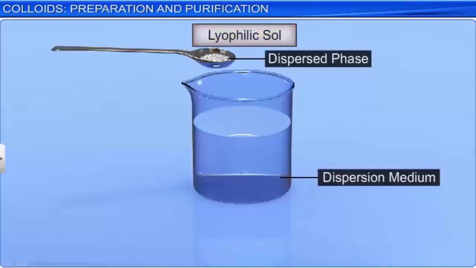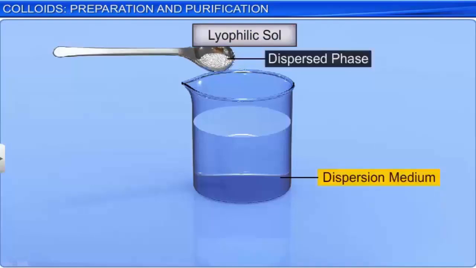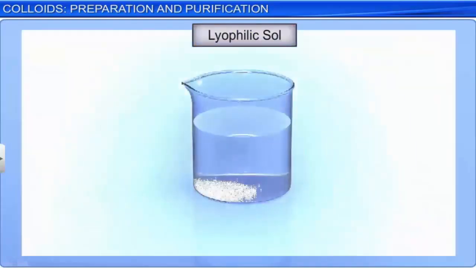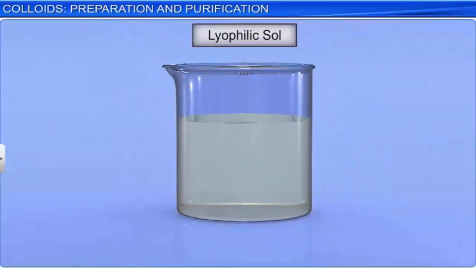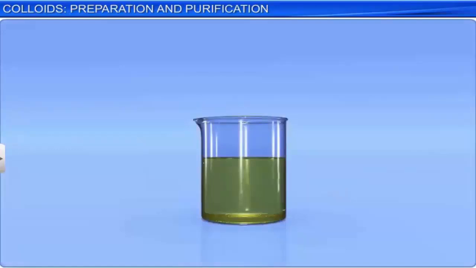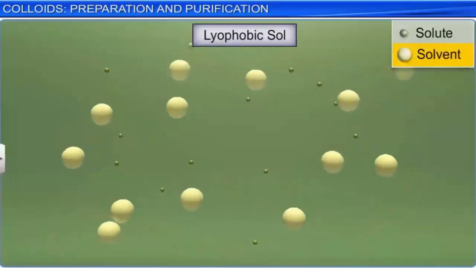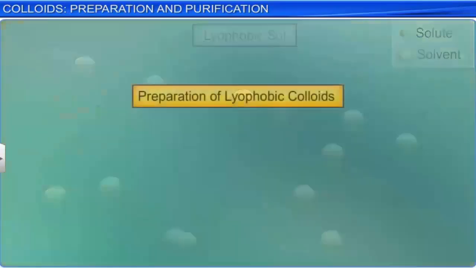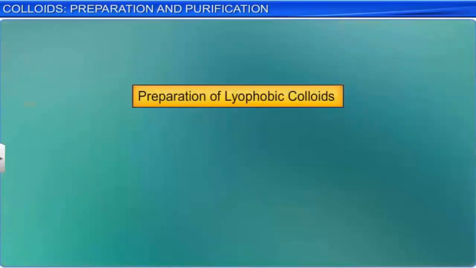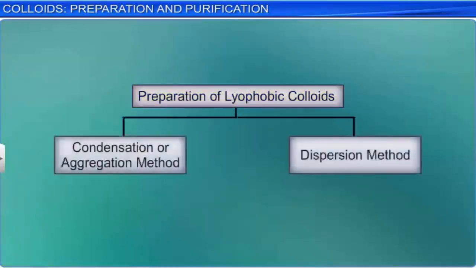Lyophilic sols are readily prepared by mixing the dispersed phase and the dispersion medium. However, lyophobic sols are prepared by special methods, since they have no affinity for the solvent. The methods for the preparation of lyophobic colloids can be broadly classified into two categories: condensation or aggregation methods, and dispersion methods. We will first discuss the condensation or aggregation methods.